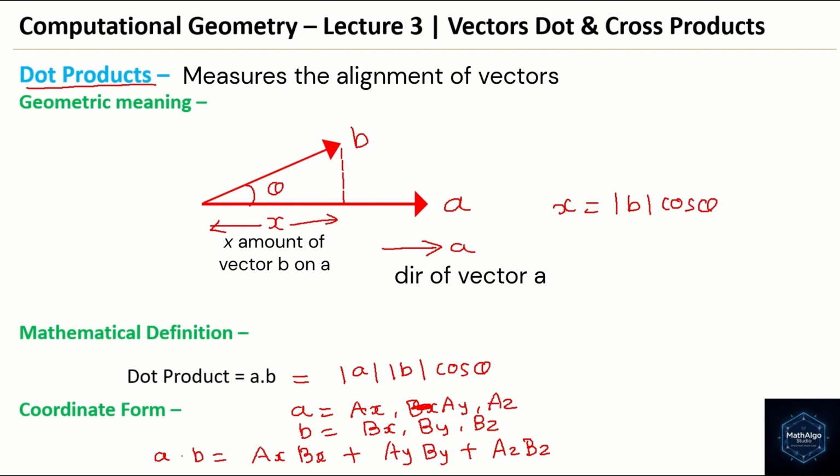Dot products are widely used to compute angles between vectors, check perpendicularity, perform projections, and solve many real-world problems in graphics, physics, CAD, and simulation.